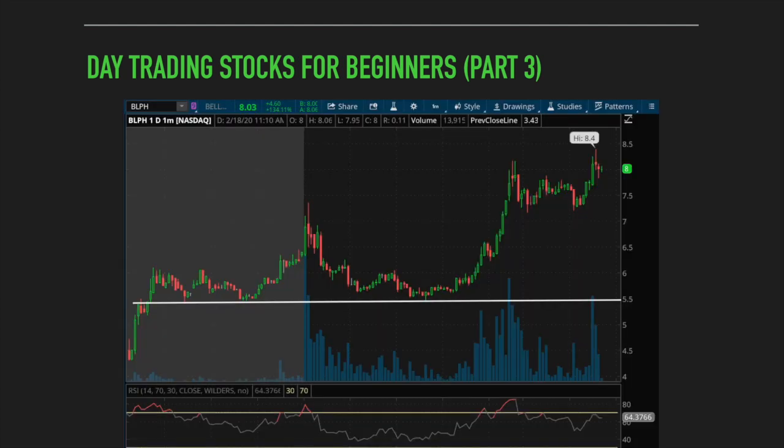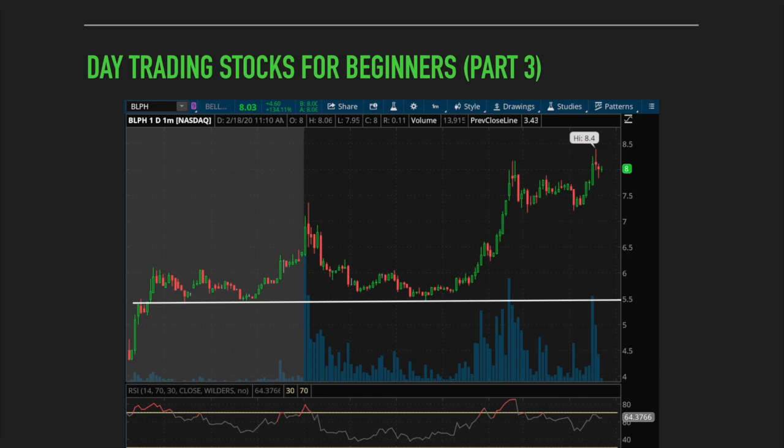And just to give you a real life example of what support looks like, here we have the stock symbol BLPH, and again we're looking at the 1 day 1 minute chart. So this is the span of an entire day, but each of these candles is again only representing 1 minute of price action. So the left side of the chart where it's gray in the background, that's actually pre-market trading, and then once the background goes to black, that's when the market opens at 9:30.